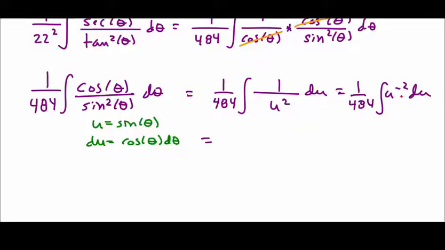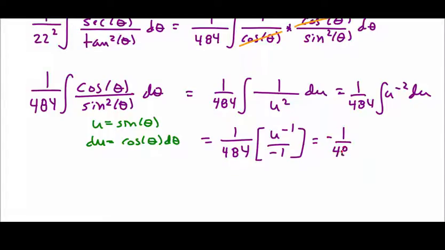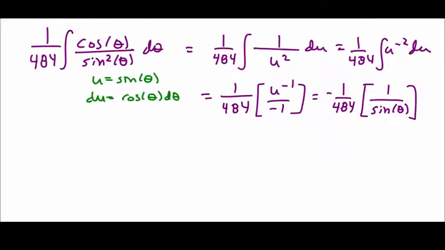Now, it's been a while since we've integrated something this straightforward. But remember, you add 1, divide by the sum. So if I add 1, u to the negative 2 plus 1 is u to the negative 1 divided by negative 1. So I have a negative 1 over 484 out front. And then I have sine, u is sine, to the negative 1. So I have 1 over sine of theta here. And of course I could have my plus c, except I need to convert this back.